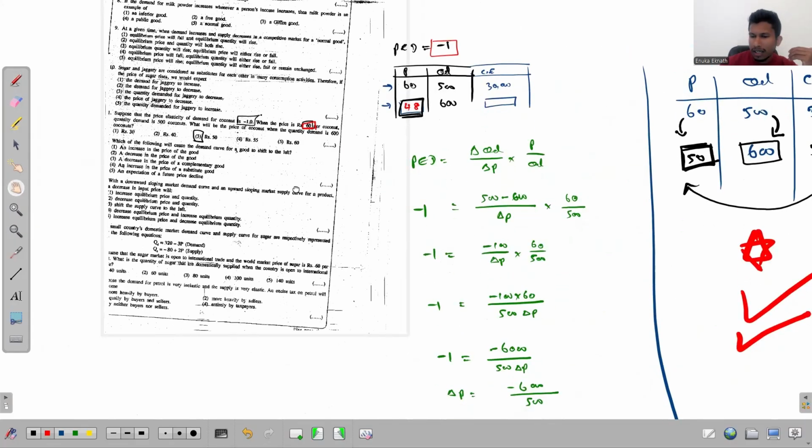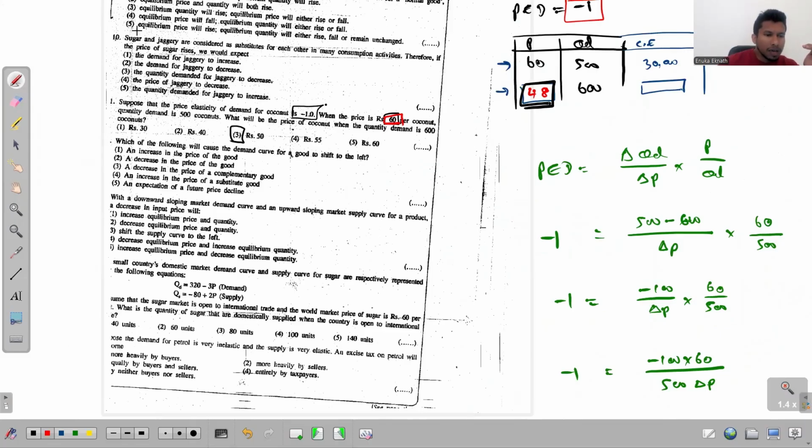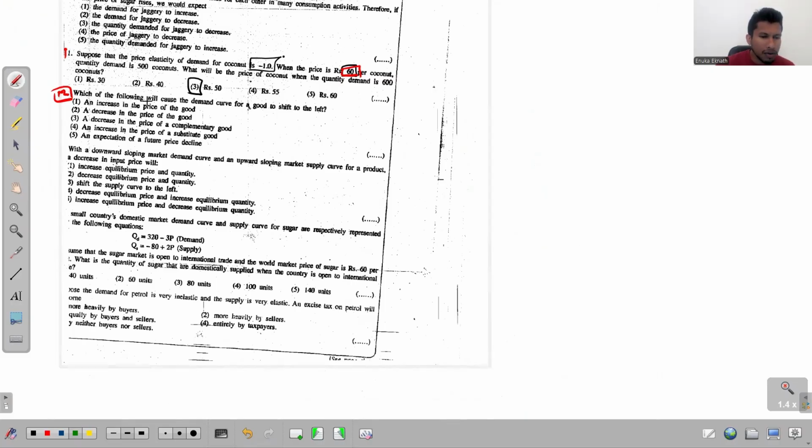So I hope that you understand everything perfectly. And look at this one. This is the 10th, 11th and the 12th question. I hope that this is visible enough. Yeah, let's look at the shape. Right, 12th one. Which of the following will cause the demand curve for a good to shift to the left?